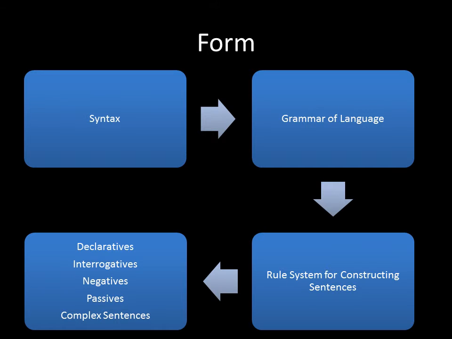This rule system for developing sentences can be broken down at any area. So, for example, can children make statements and questions? Are they able to use negation? Do they use complex sentences and passives? We also look at, are they using clauses and phrases instead of full sentences?